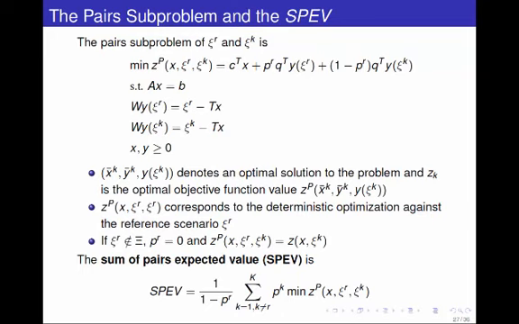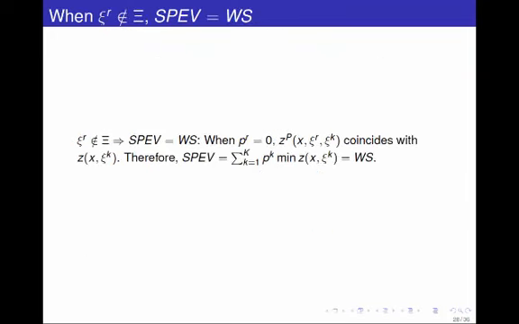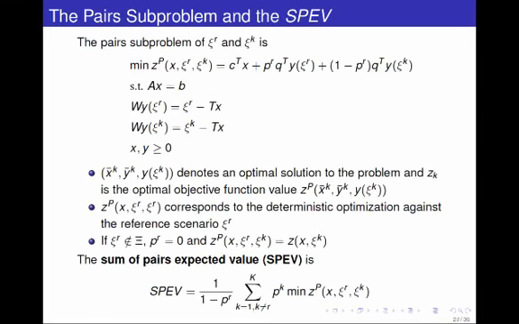So, first obvious bound, well, it's not a bound, it's an inequality. If the reference scenario is not in the scenario set, SPEV is the wait and see value. Can you see why that's the case? What is the factor here? When we're summing up and we are not picking up the reference scenario, are we missing any of the scenarios? We're not. And what are these ZPs?